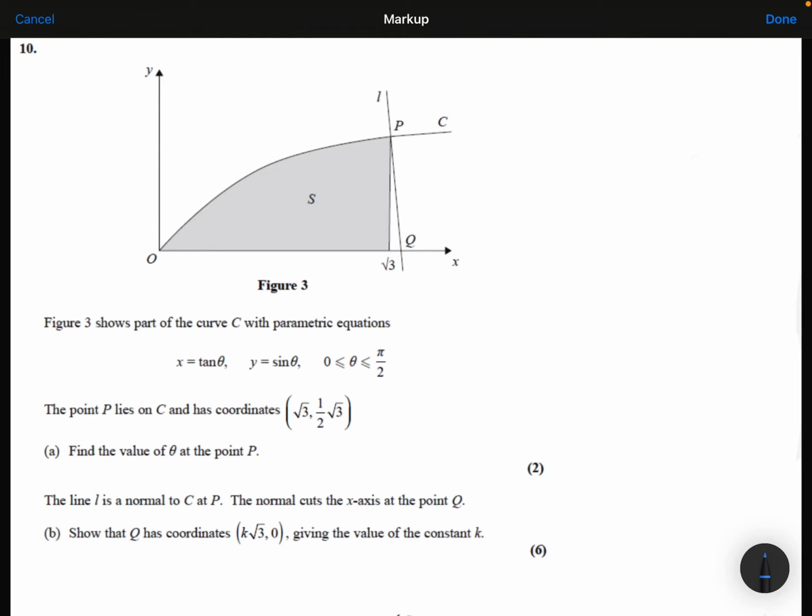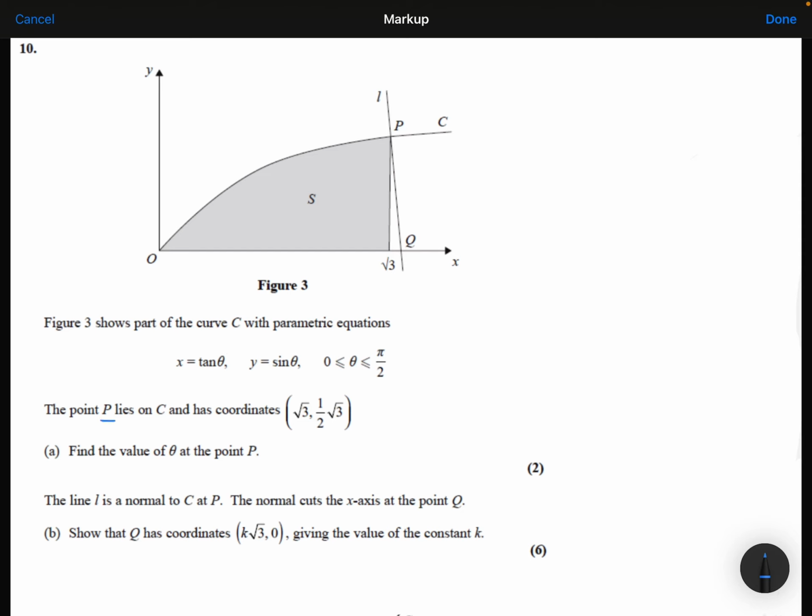Figure 3 shows part of a curve C with the parametric equations x equals tan theta, y equals sine theta, where theta is between 0 and pi over 2. The point P lies on the curve C and has coordinates root 3 and half root 3. Find the value of theta at the point P.